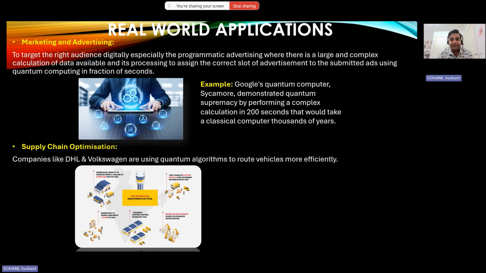Marketing and advertising. The guys or girls who are in marketing or have an advertising background might have used programmatic advertising. Okay, so target the right audience digitally using programmatic advertising, where there is a large and complex calculation of data available on how customers are browsing, what their choices are, what they like, what they dislike, and accordingly target the consumer.